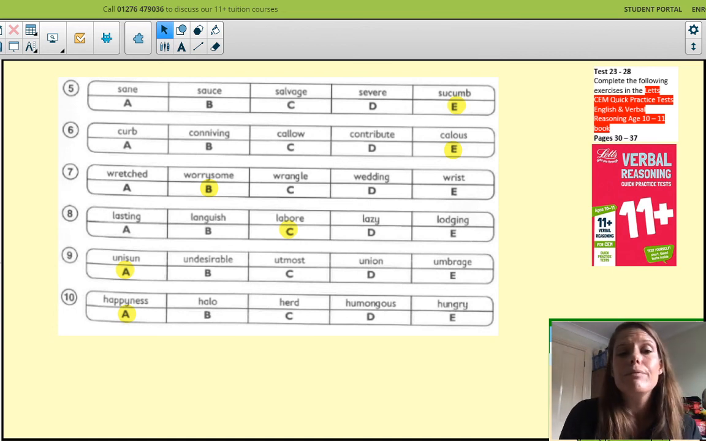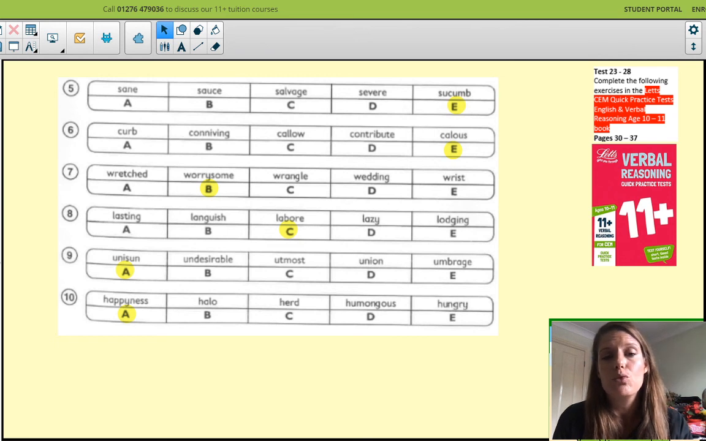Now, number 7, worrisome. The Y changes to an E when it's put together to make this compound word, worrisome. Number 8, labour, means hard work, and that's spelt L-A-B-O-U-R. Number 9, unison. We just talked about that word. That means together in time, and that's U-N-I-S-O-N. And finally, happiness. Again, when this suffix is added, the Y changes to an I.